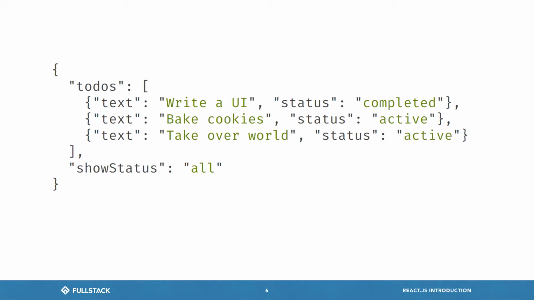So our data might look a little bit like this. We have some to-dos, they have text, they have a status, and maybe we want to also keep track of whether we're showing all, just the completed, or just the active ones. So how do we represent this data on our front end in the DOM?